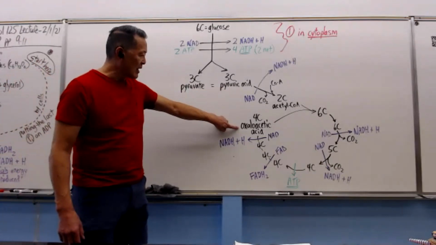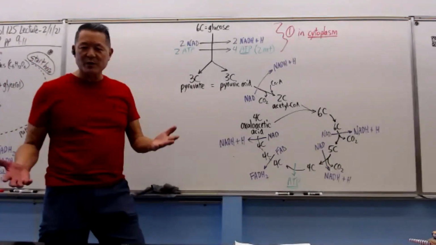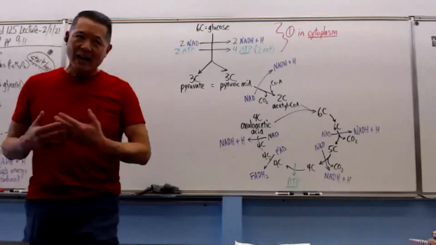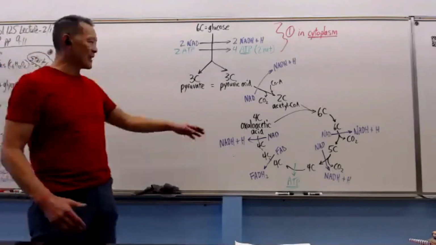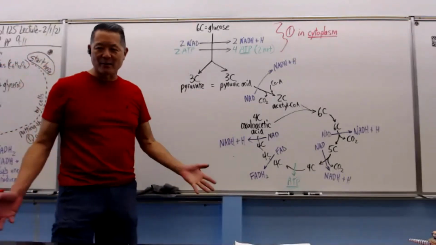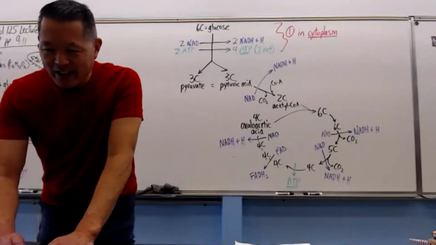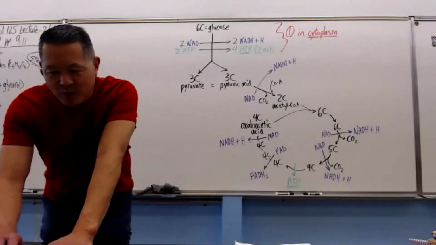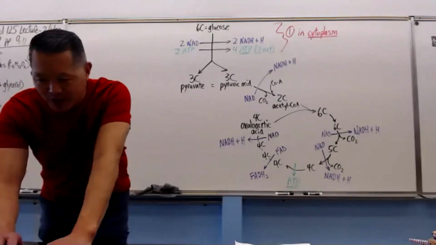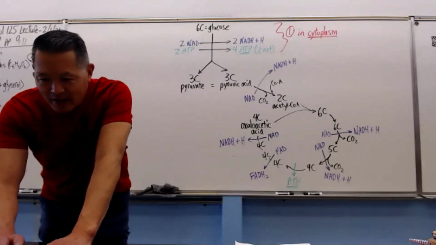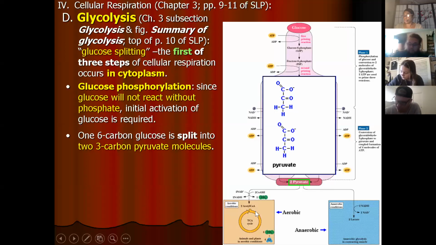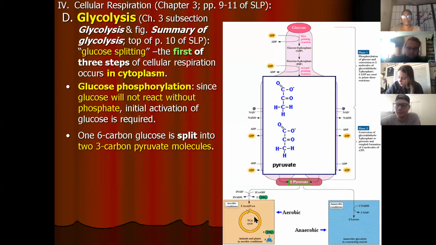Same thing here, I wrote oxaloacetic acid. You'll also see that as oxaloacetate. Same thing, it's just this one has the hydrogen on it. Everybody got it? But that is not crucial, so we will just call them equivalent for our purposes here. So that's the glucose splitting. 6 carbon goes to 2 3 carbons. Everybody see how it's glucose splitting?